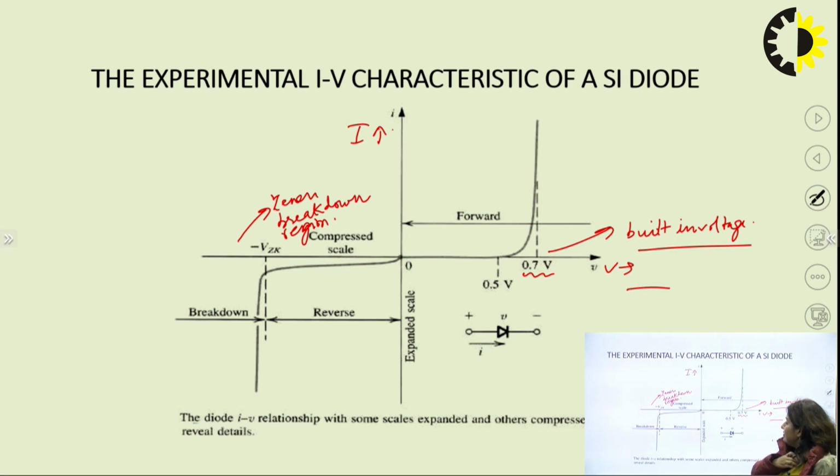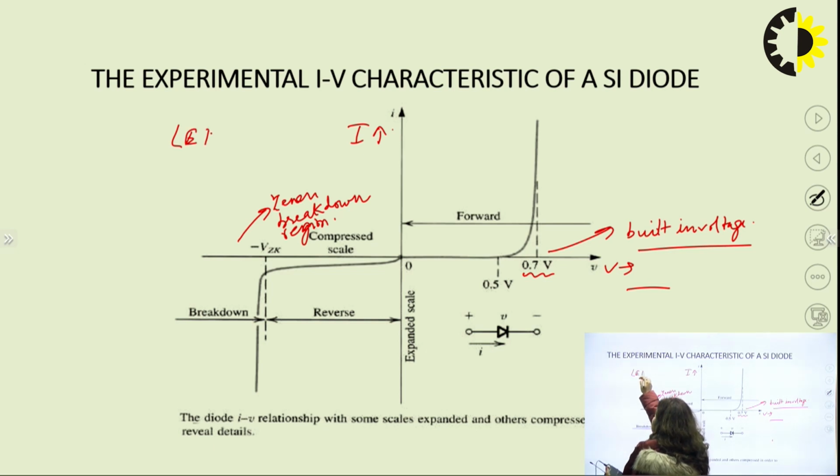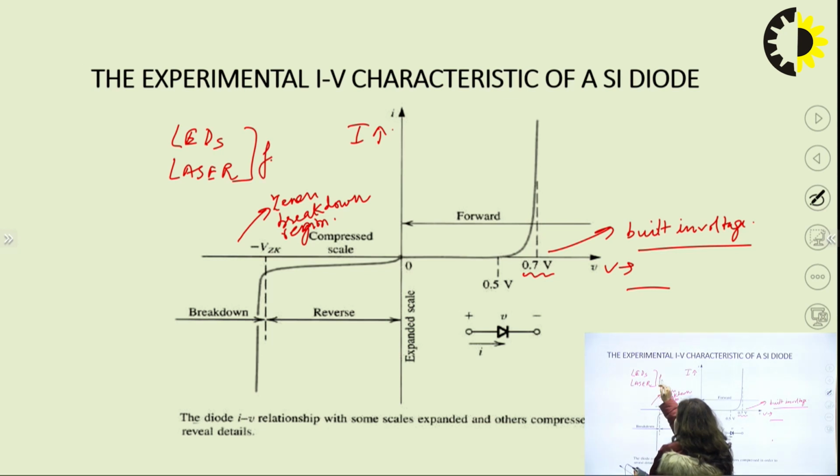So this diode IV relationship has some scales expanded and others compressed in order to get more details of the PN junction diode. Basically, this PN junction diode will give you an idea of how the biasing will work, how the forward and reverse biasing will work, which type of semiconductor devices you can use in forward biasing, and which type you can use in reverse biasing. For example, we have LEDs, we have lasers. These LEDs and lasers we can use in forward biasing.